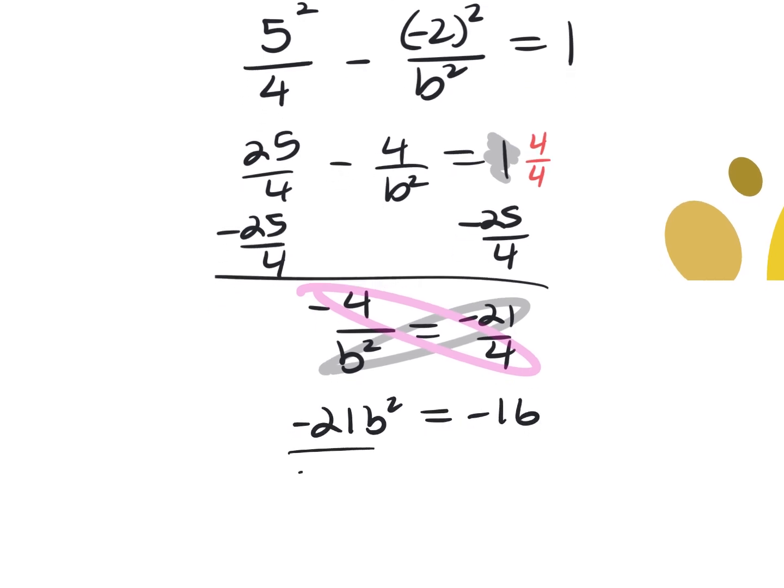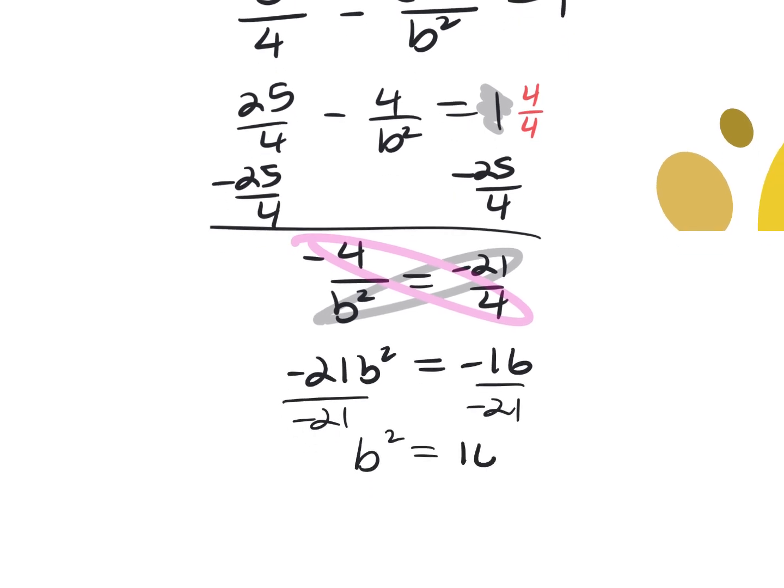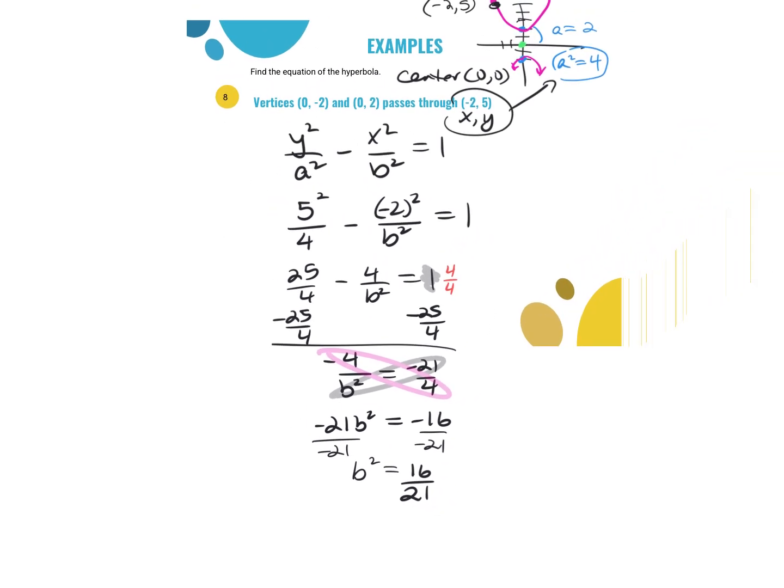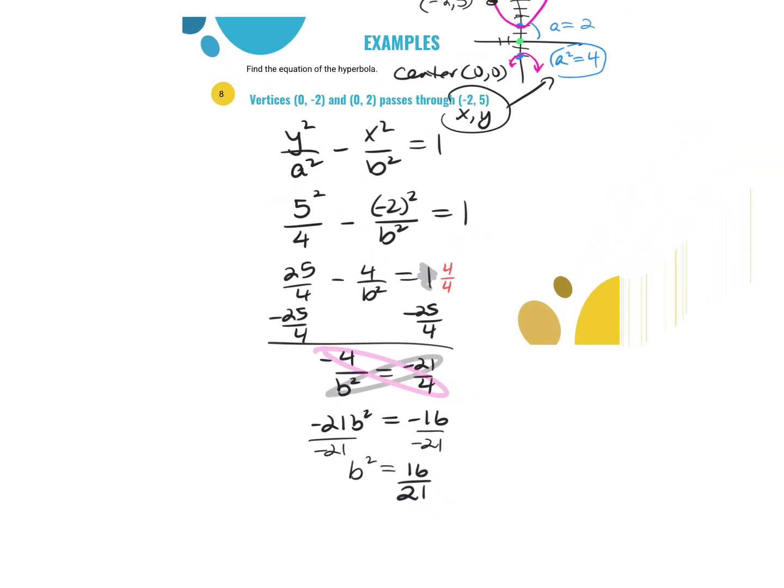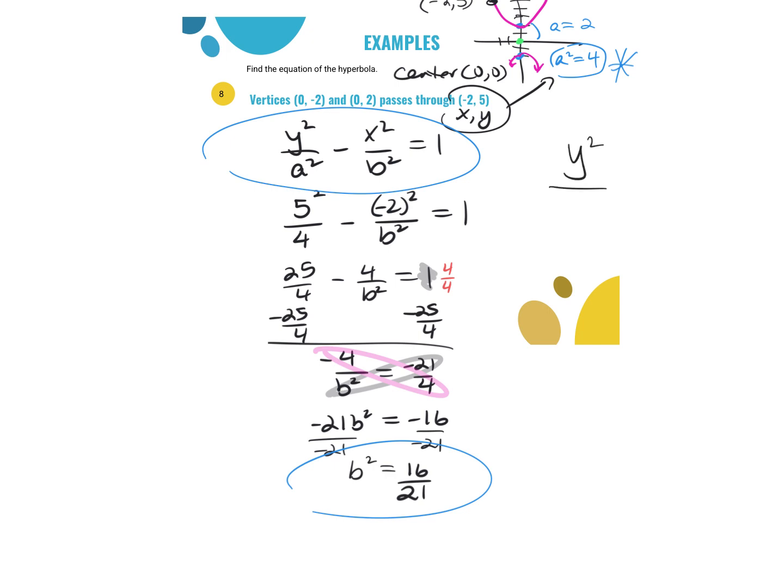I need to divide both sides by -21. b squared is equal to a negative divided by a negative, 16 over 21, and it's positive now. I don't need to square root it. Remember, the only thing I needed to write my equation here was filling in a squared and b squared. And now I have everything I need. So y squared over 4 minus x squared over 16 over 21.